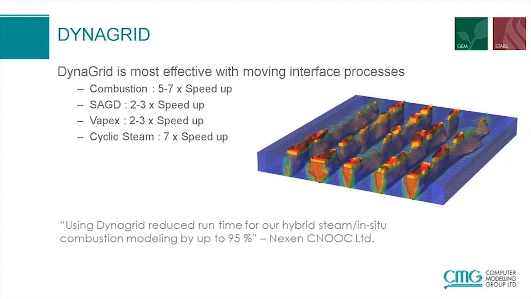Here's a quote from one of our clients here in Calgary. Nexen CNOOC saw a reduction in runtime by 95% for their hybrid steam and in-situ combustion by using DynaGrid. So a significant decrease in runtime by using this one feature without sacrificing any of your results.